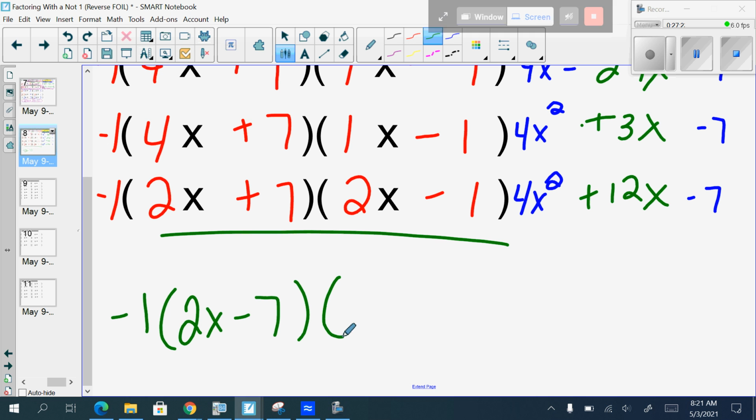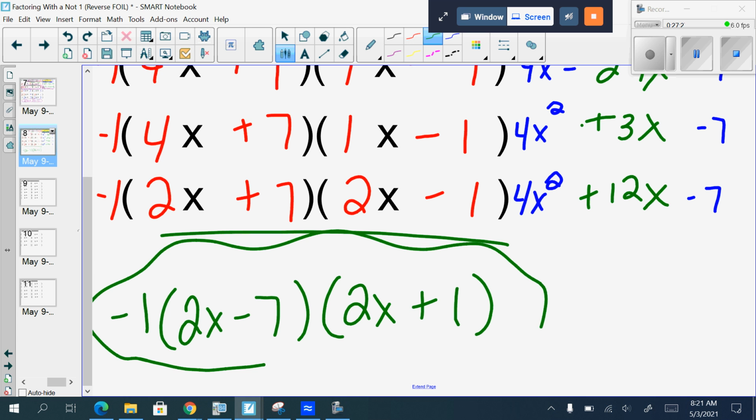It just needs to be a negative 7 and a plus 1 instead. This should be the combination that works. FOIL it out and check it.